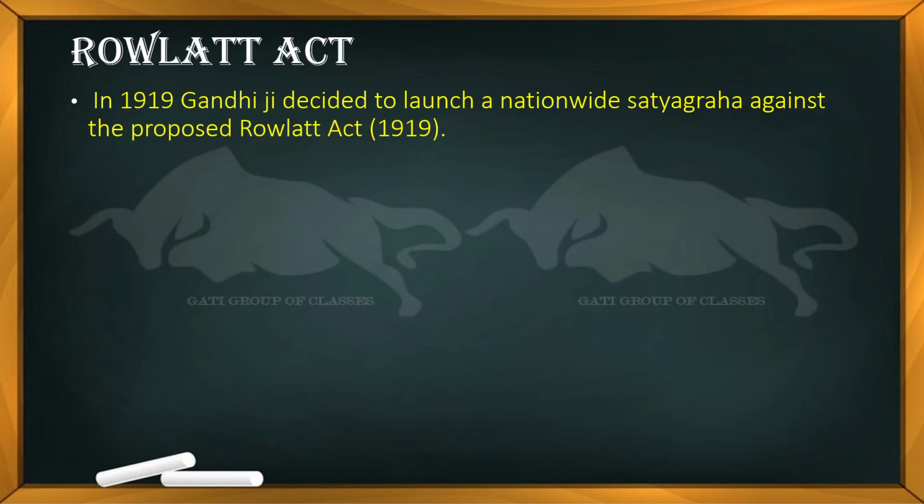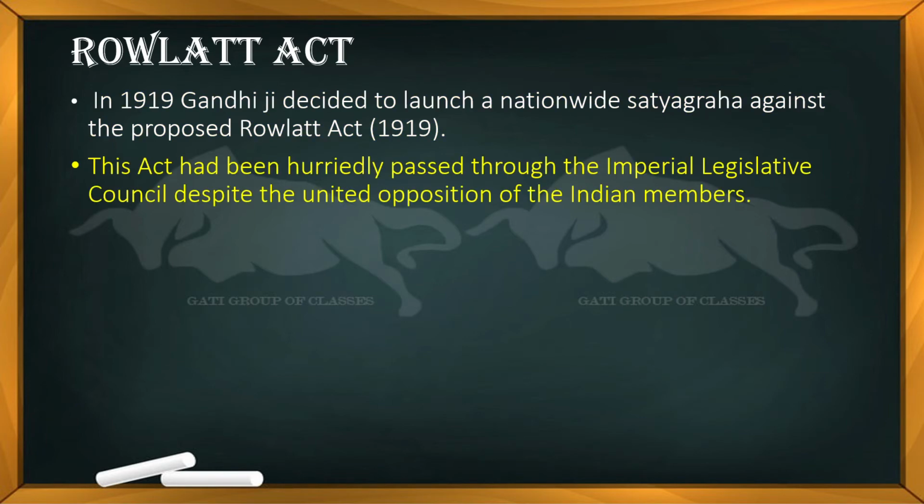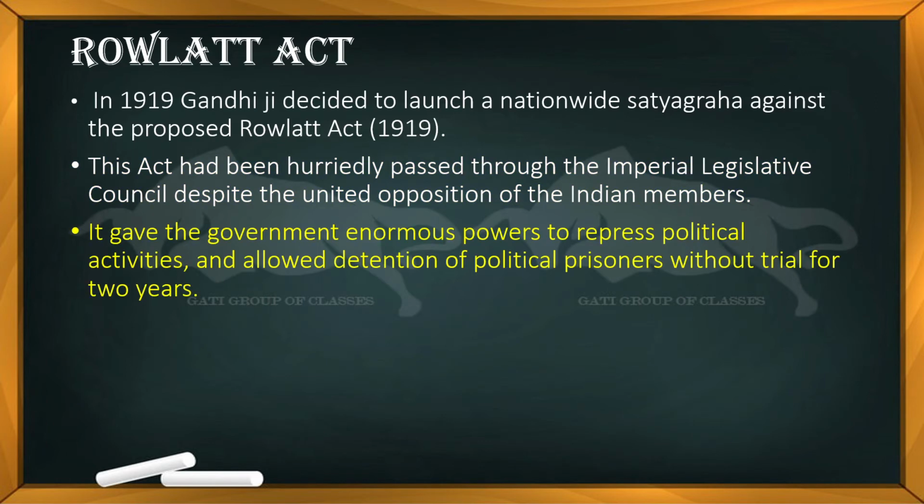Actually, what were the powers that had been given to the police or to everyone under the ROWLATT Act? First of all, this act was passed by the Imperial Legislative Council despite the opposition of the Indian members, because Indian members did not want that act to be passed. But still they passed the law. What was the law? It gives enormous powers.